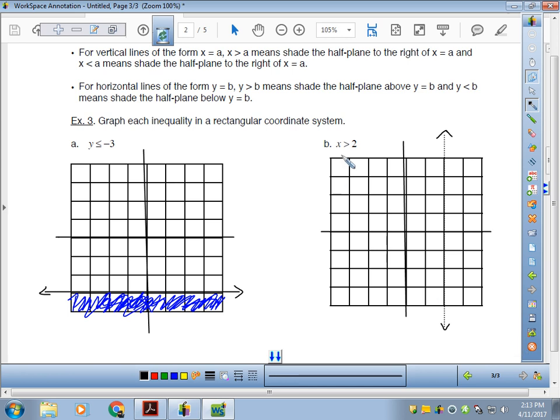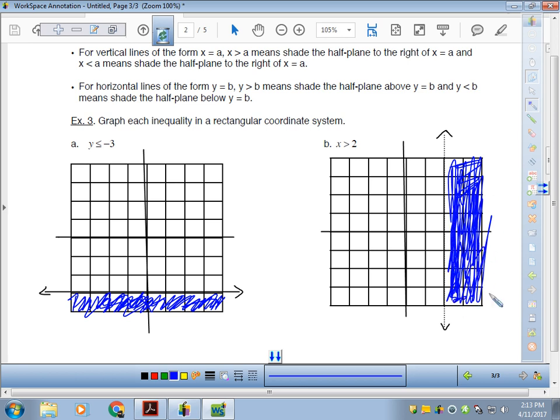But we want x to be greater than 2, so that means we want to shade to the right, so that we include numbers like 3 and 4. So all of this over here would be our answers. Okay, so not too bad.